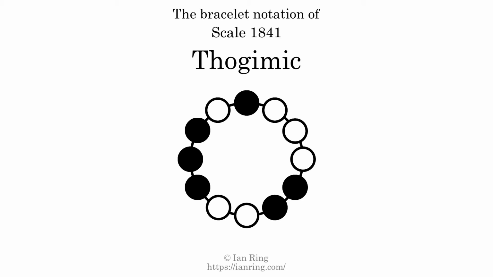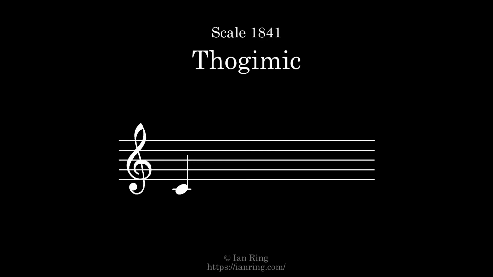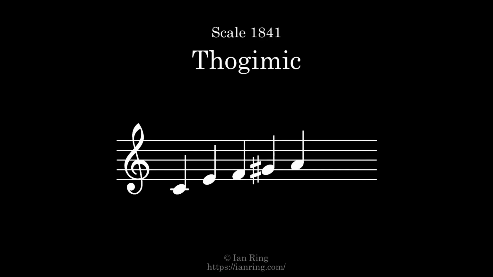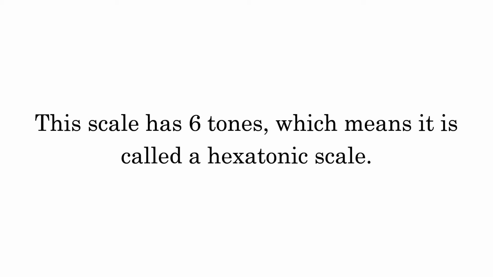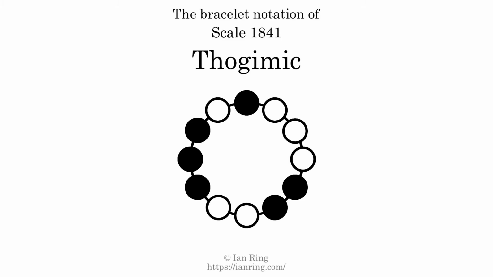1841, Thogimic, which sounds like this. This scale has 6 tones, which means it is called a hexatonic scale. This is a bracelet notation diagram of scale 1841. The shaded circles represent tones that appear in the scale, and they are read clockwise, starting at the top.